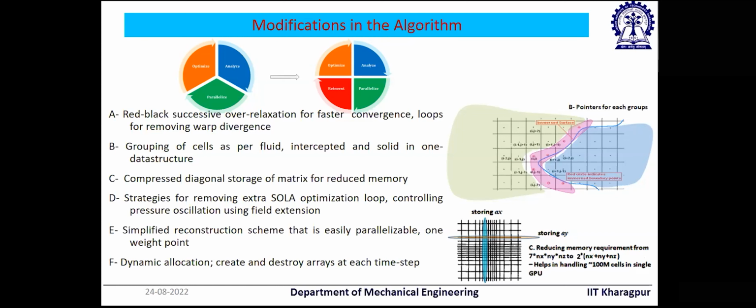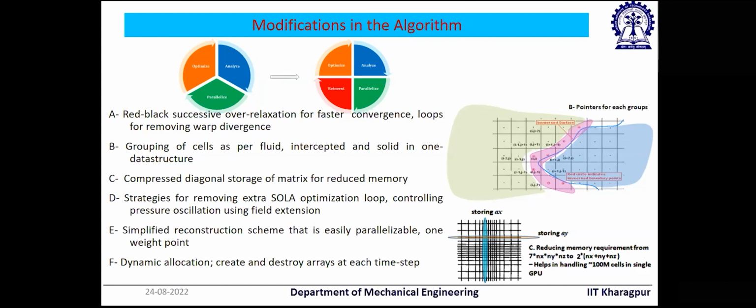Similarly, in the y and z directions. So using that fact, from 7 nx ny nz requirement of memory for the diagonal storage, we reduce the memory to 2 nx ny nz. And this helped in handling 100 million cells in a single GPU, which was earlier not possible.